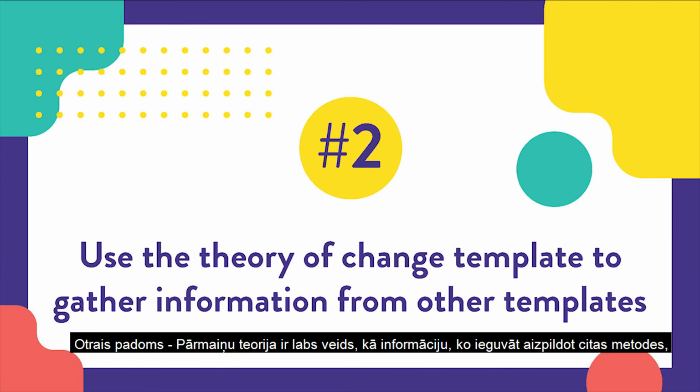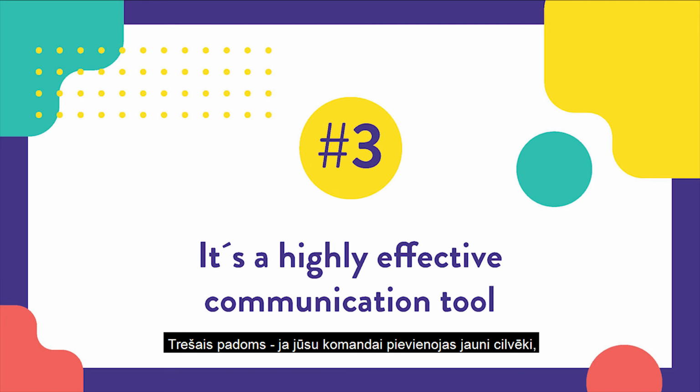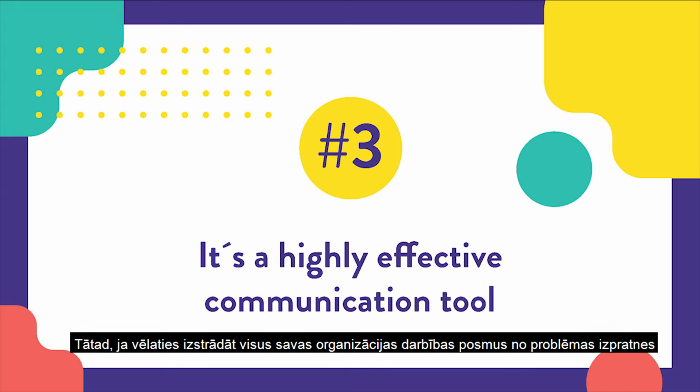Tip number 2. A theory of change is a good way to place the information from the other tools into one place, for example from your problem tree, goal tree and beneficiary journey map. Tip number 3. If you have new people joining your team, you can use the theory of change to effectively introduce your organization and make sure they understand the big picture. You can also use it to communicate your organization externally, including public presentations.